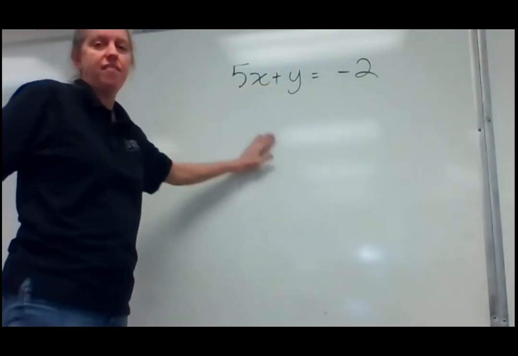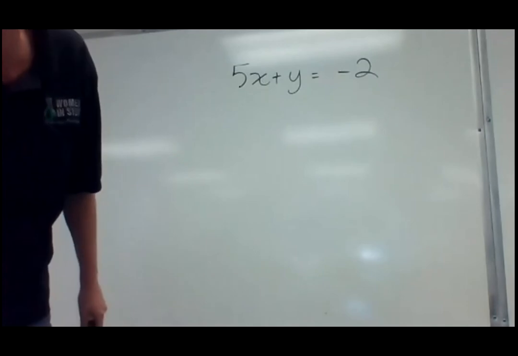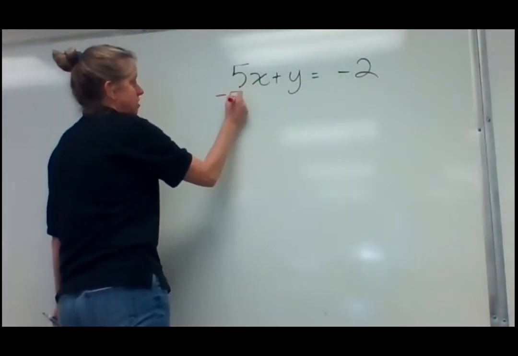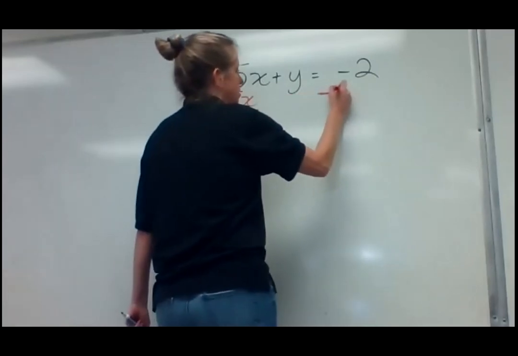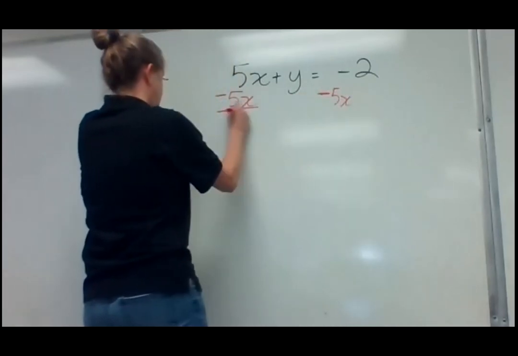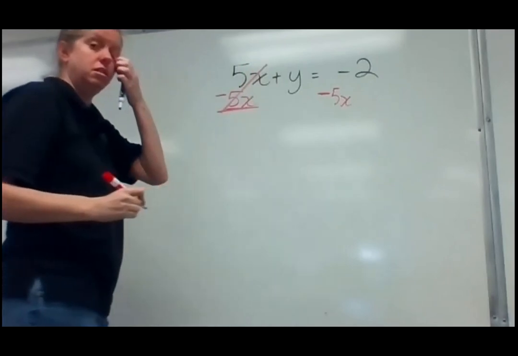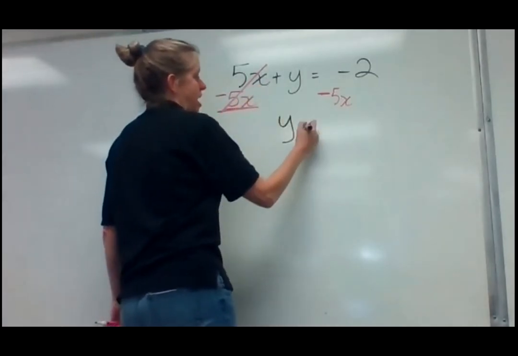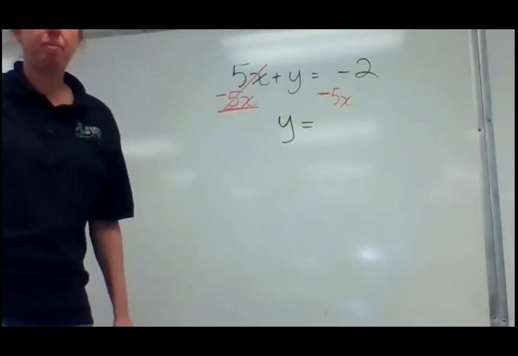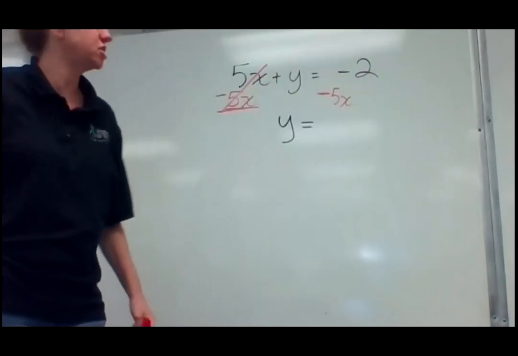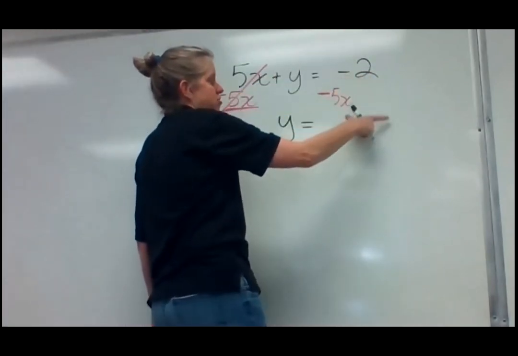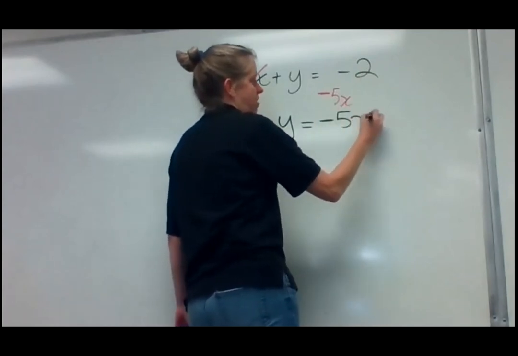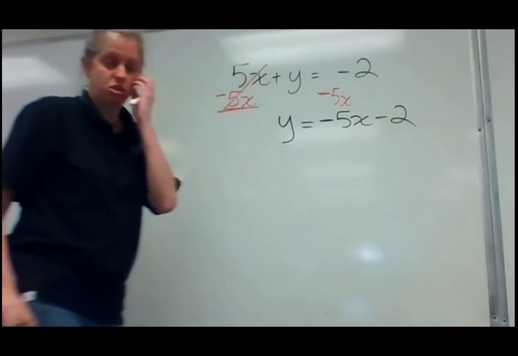So I need to move the 5x to the other side, so it's not hooked onto the y. I'm going to subtract it. So now I have y equals, so now the y will be by itself since I'm moving the 5x to the other side. I'm just going to bring these two down, right? I can't put them in the same basket because they're not like terms. So I'm just going to have a negative 5x minus 2.